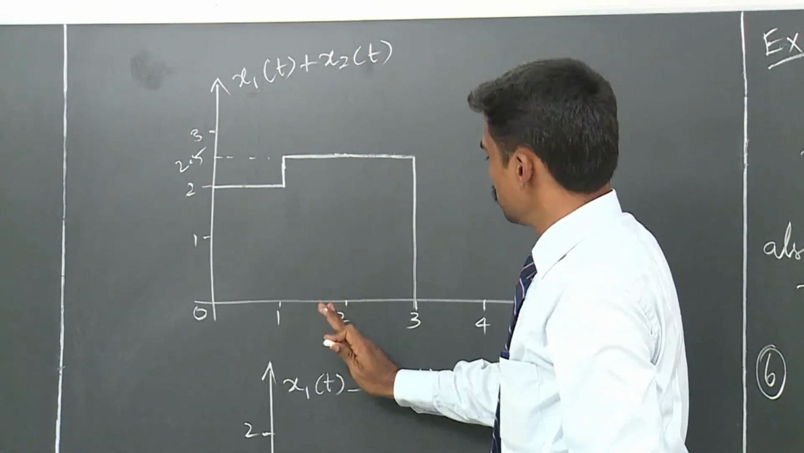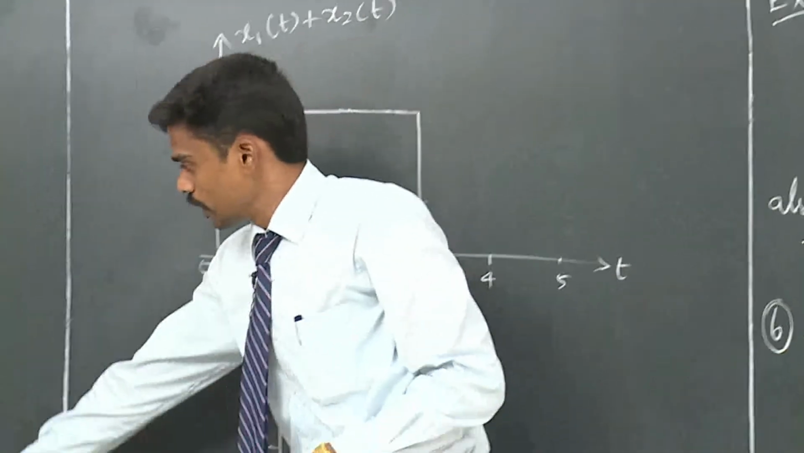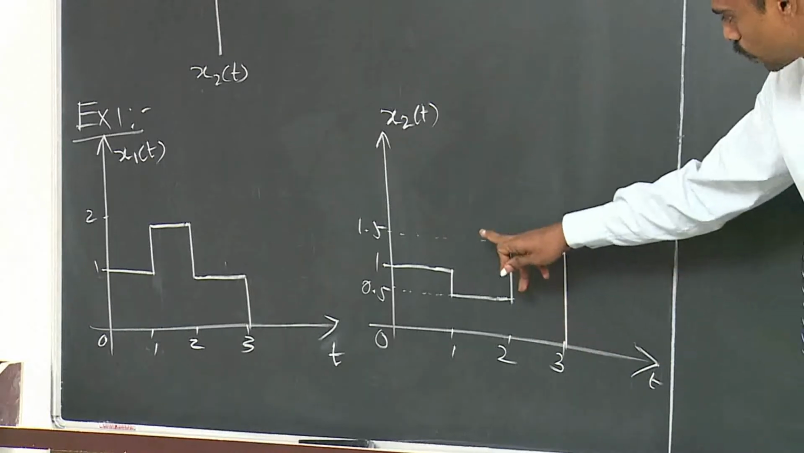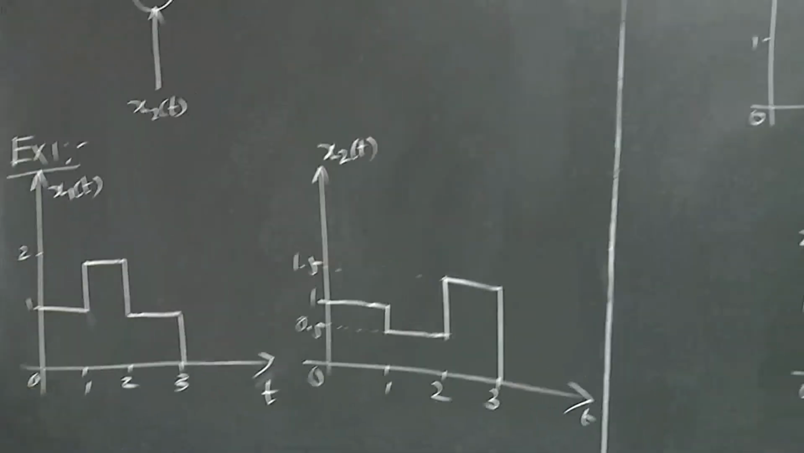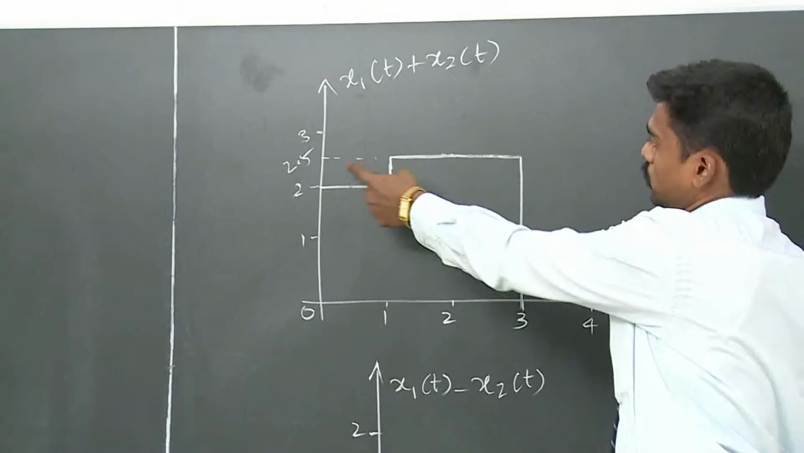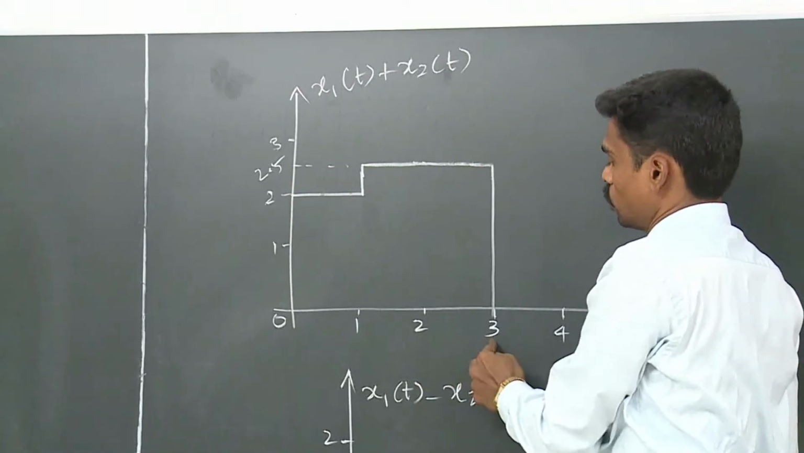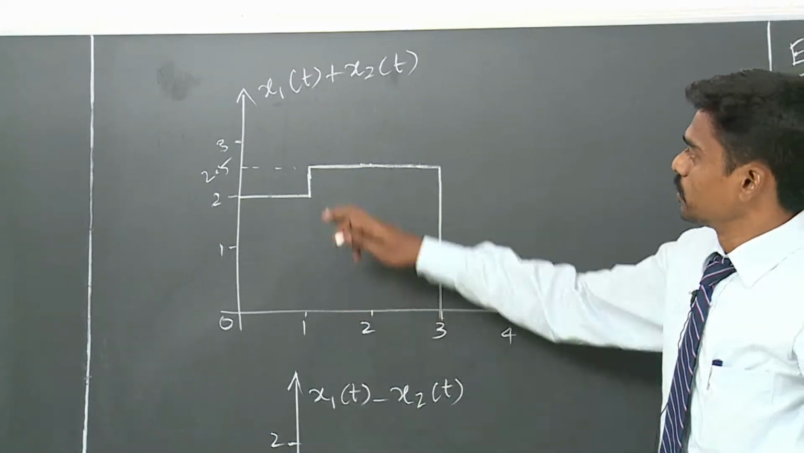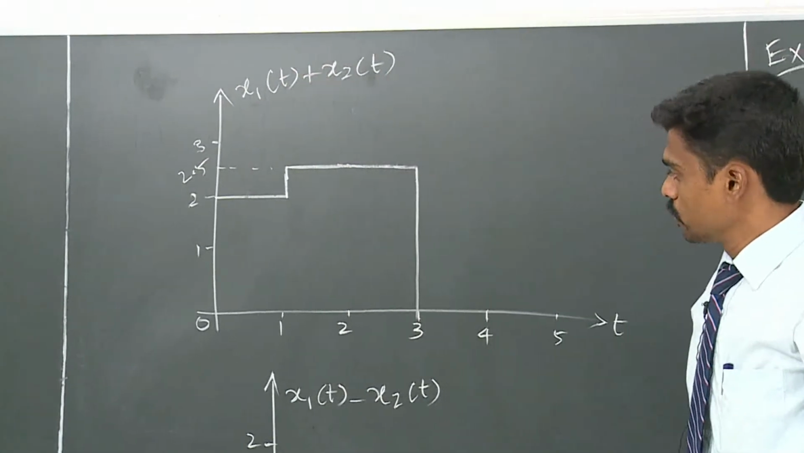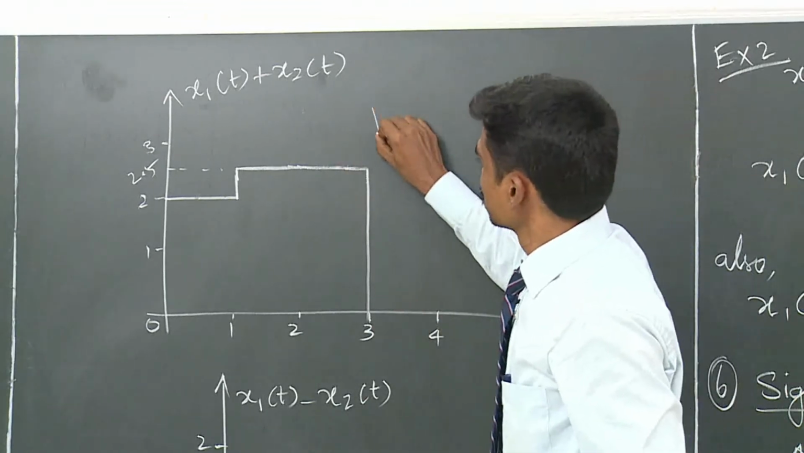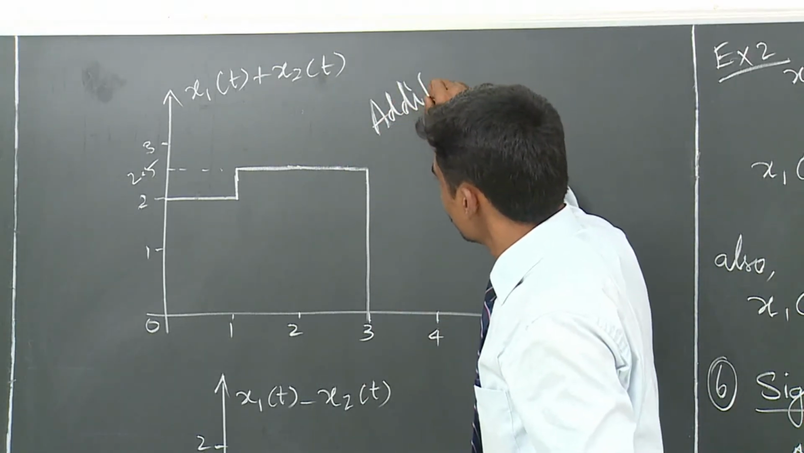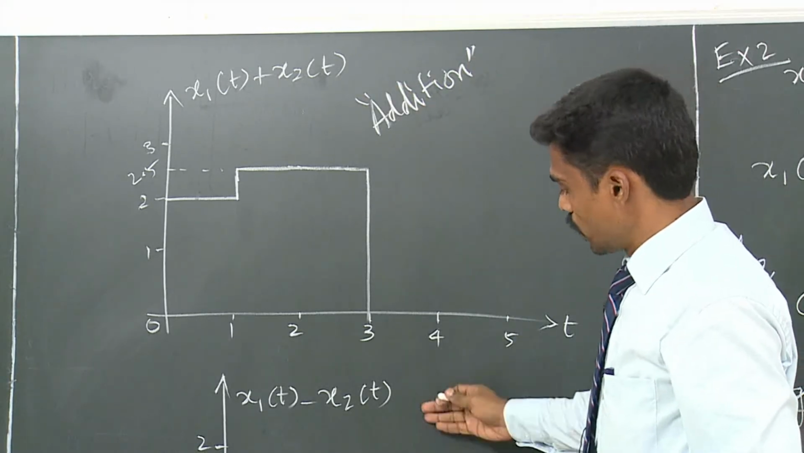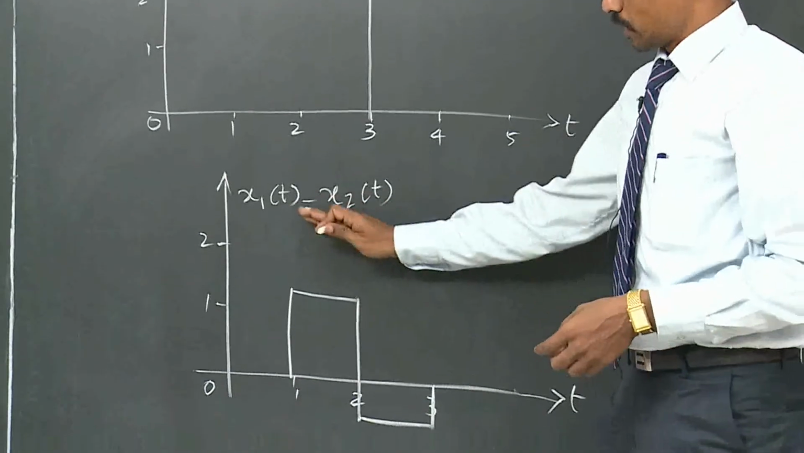For the next duration, 2 to 3, here the value of x1 is 1 and x2 is 1.5. So 1 plus 1.5, 2.5 again. So from 2 to 3 also it is maintained at 2.5. So this is x1 of t plus x2 of t. This is called signal addition, addition of two signals.